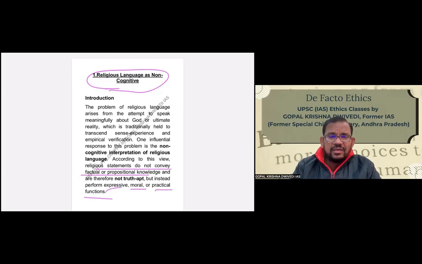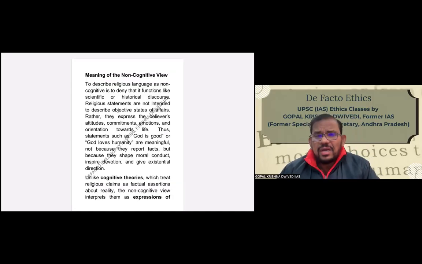Non-cognitive means they are not factual propositions, because science or day-to-day experience is cognitive, since it can be verified. But religious language describes those things which cannot be verified, yet it is not meaningless or useless. It performs certain functions, and those functions may be expressive, moral, practical, etc. Now, let us try to understand in detail the meaning of the non-cognitive view of religious language.